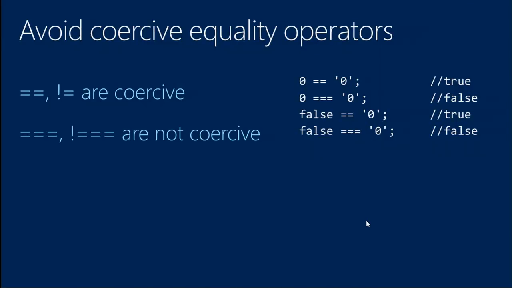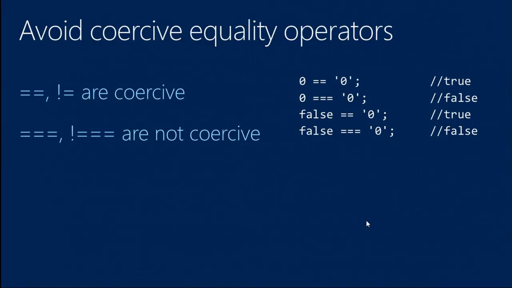Next is to avoid coercive equality operators. I put this one in here because this is a trap just waiting for all of us C# programmers. There are two ways to declare equality and inequality in JavaScript. One is with the equals equals and bang equals, which is equals and not equals. And the other is to use triple equal signs, and then actually that should be bang with two equals, not bang with three. The problem with the first two is they're coercive.